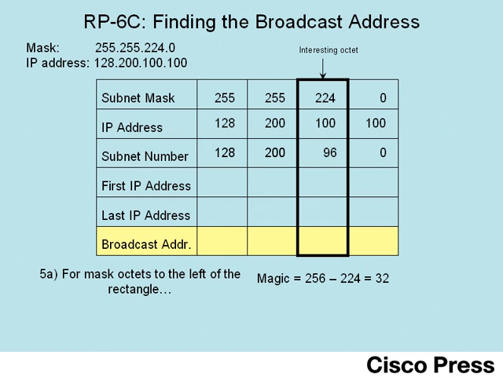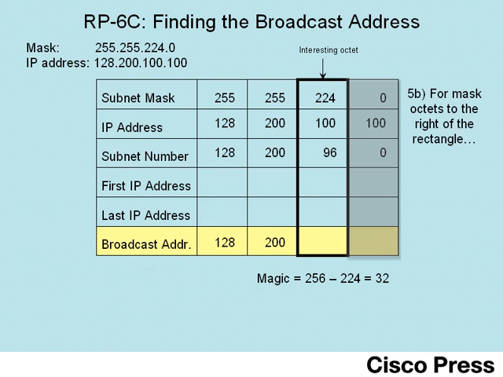So to begin process RP6C, we start with step 5, and step 5A in particular says, look at the mask octets whose value is 255, or visually, look at the octets to the left of the rectangle. For those octets, we simply copy the subnet number's value down to the broadcast address. Simple enough. Then for any octets fully to the right of the rectangle, or octets whose mask value is 0 if you prefer, we're going to write down a 255 in that octet of the broadcast address. So, in step 5A, we copied the subnet number octets, and in step 5B, we wrote down 255s in the octets to the right, leaving a single interesting octet to figure out the value for.